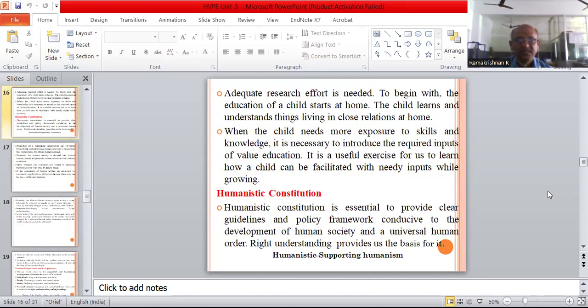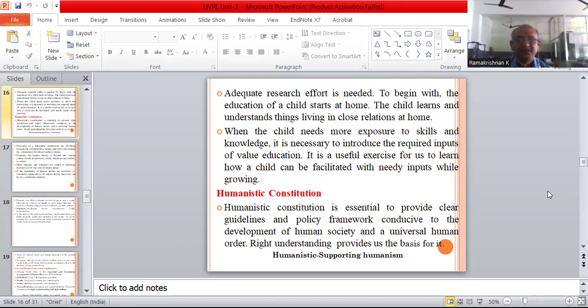For human education, continuous research is also necessary. It starts from the child itself. So the parents should teach ethical values even from childhood. When the child needs more exposure to the skills, it is necessary to impart the necessary value education to the child. So it is incorporated in our education system.